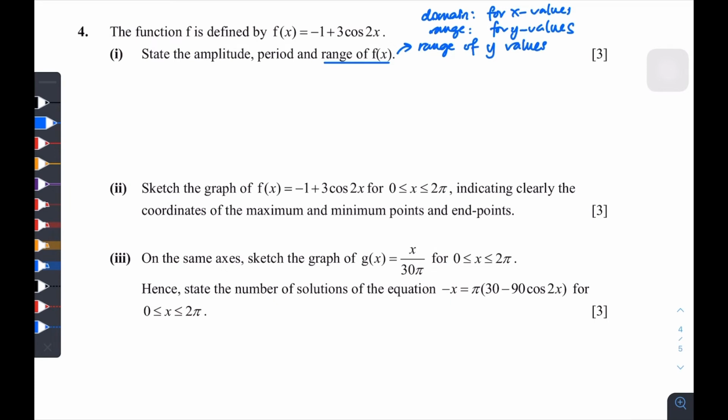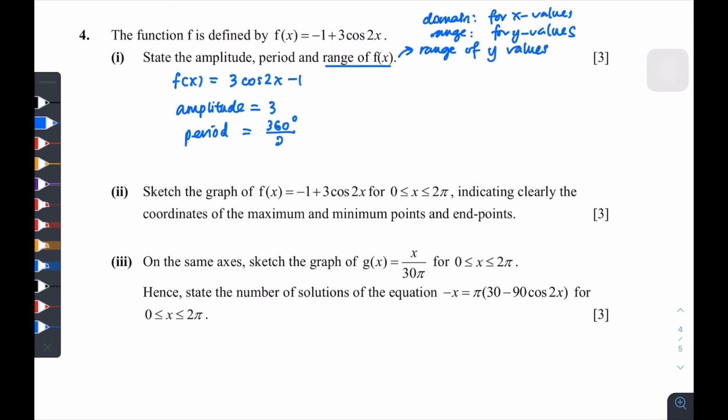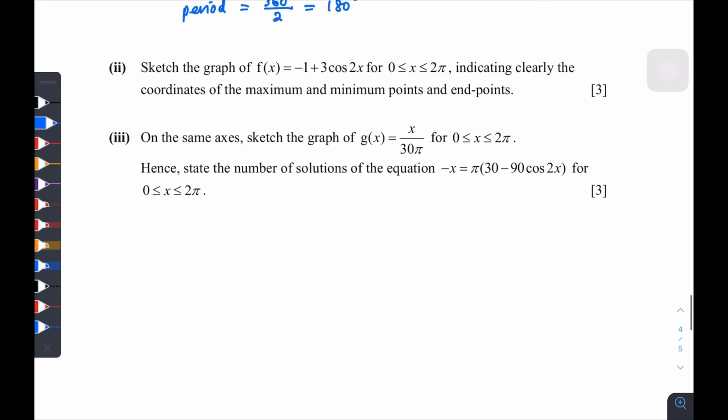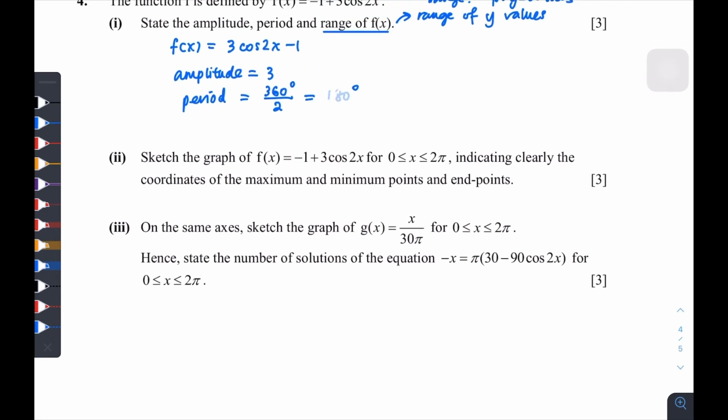Okay, so this one, amplitude. So we rearrange this one: 3 cos 2x minus 1. Amplitude is going to be 3. The period: what's the period going to be? The period is going to be original cosine graph 360 divided by b. b is going to be 2. So my period is going to be 180 degrees. Okay, so below, sketch the graph of this between 0 and 2. Oh, wait, it's pi, because they want radians, right? So I'm going to get 2 pi. So this is going to be pi radians.